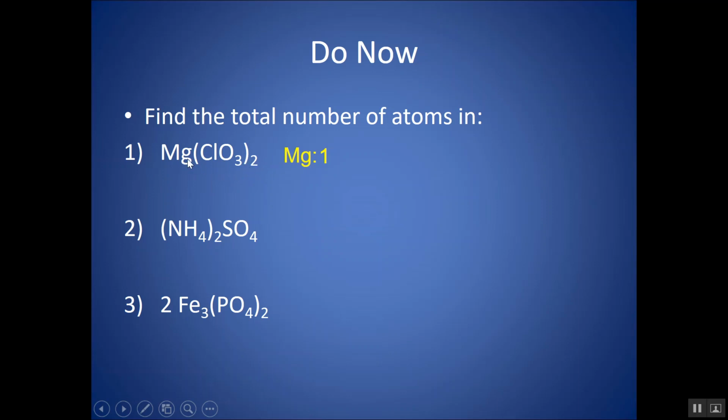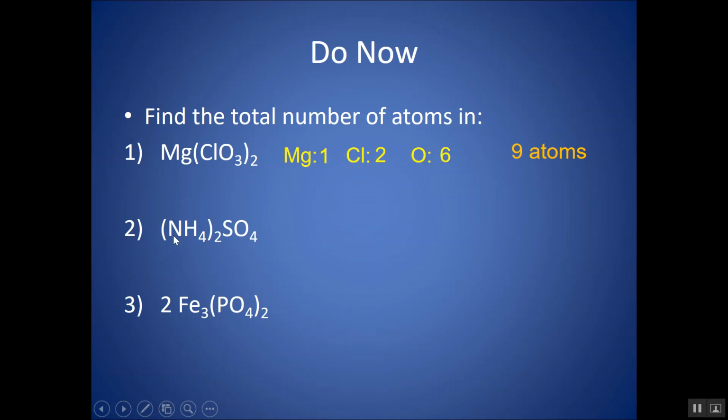It doesn't get distributed to the magnesium because the magnesium is not in parentheses. So in this case, there are 2 chlorines. 1 times 2 is 2. Oxygen has a subscript within and a subscript outside the parentheses, so we're going to multiply those two numbers. 3 times 2 is 6. And if I add these all up, 1 plus 2 plus 6, there's a total of 9 atoms. 1 of them being magnesium, 2 being chlorine, and 6 being oxygen.